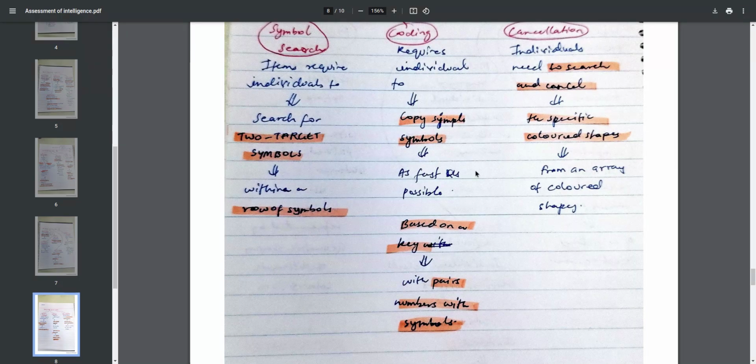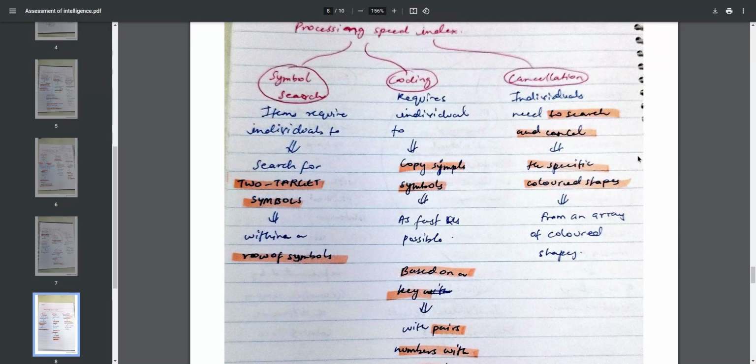Got it? Then cancellation. This is also pretty fun, I feel. They are required to search and cancel the specific colored shapes. So they'll tell you a specific colored shape, for example, a pink triangle. You have a set of shapes in different colors. You just have to go find all the pink triangles and cancel them out.